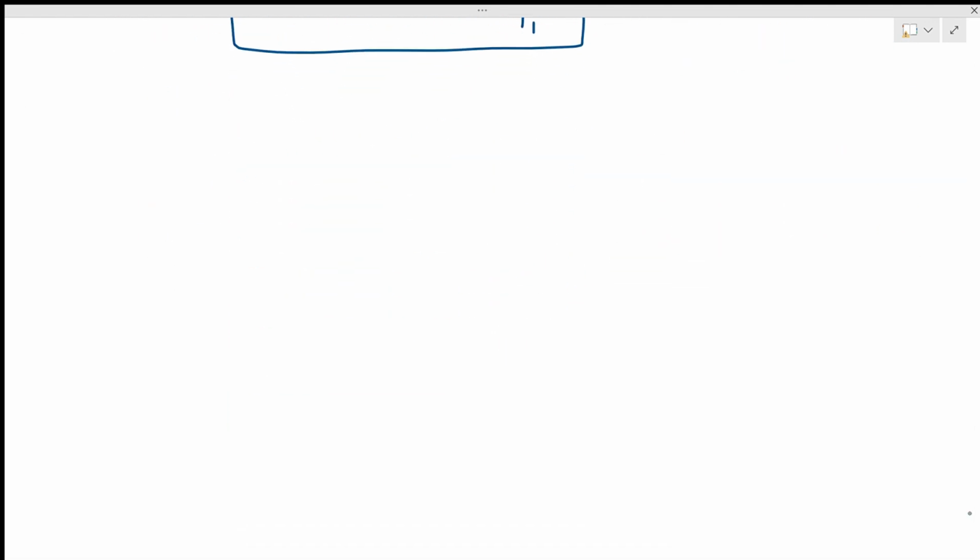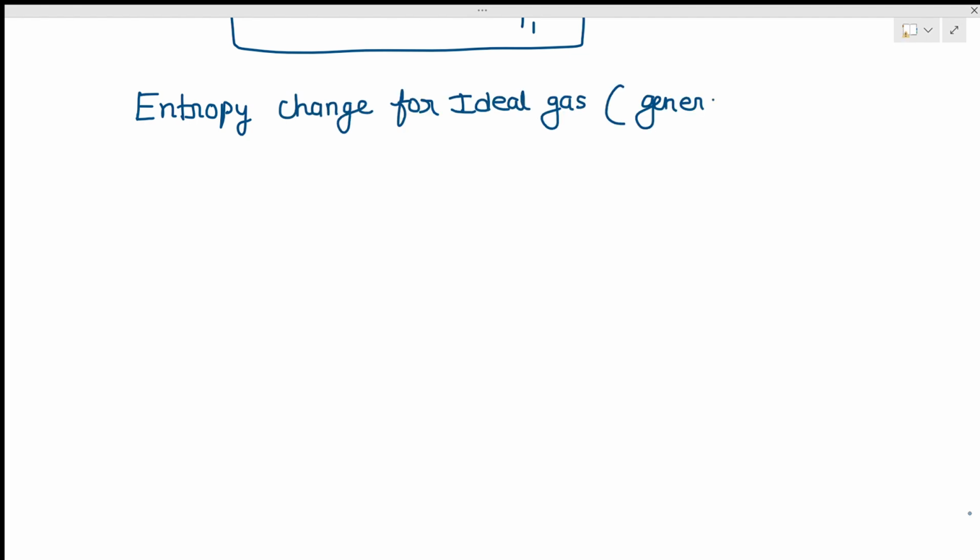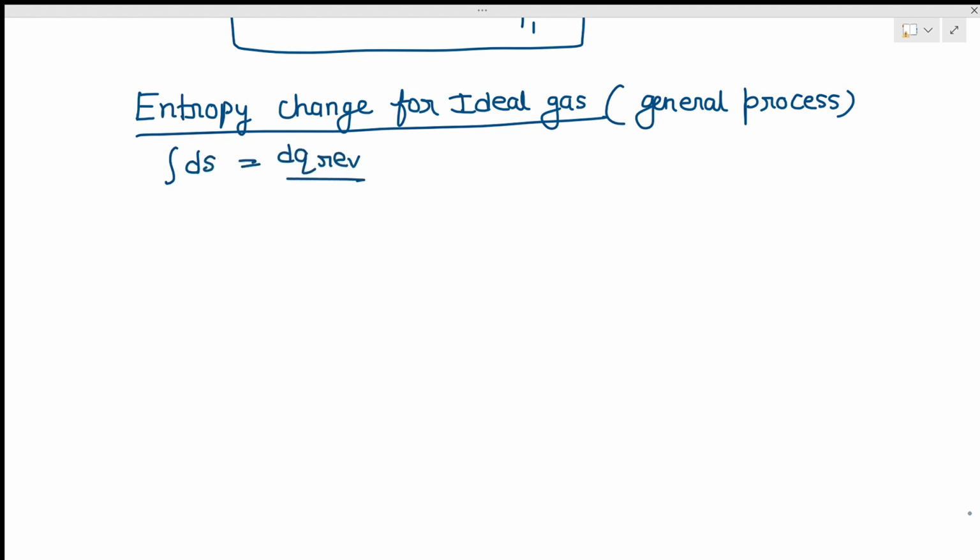So the next thing is the entropy change for an ideal gas. We are firstly seeing a general process. Okay, just say the gas is ideal and you have to find out the entropy change. So what you will do, see here, dS is equal to dQ reversible upon T. This you know. Okay, now this will be equal to dU minus dW upon T. Okay, and we can write it as dU plus PdV upon T. Now see here, put the integration term.